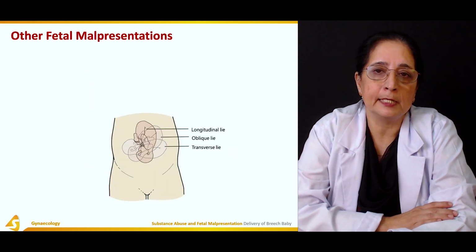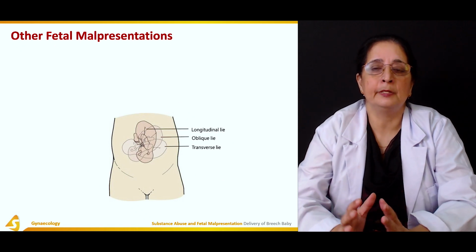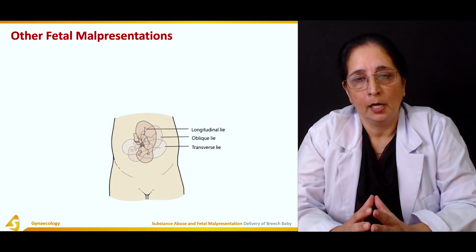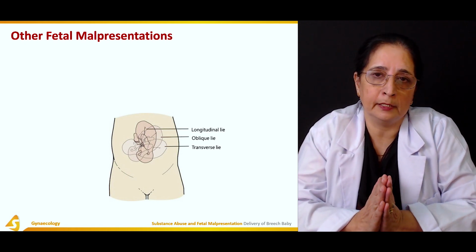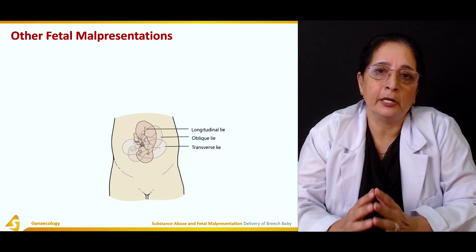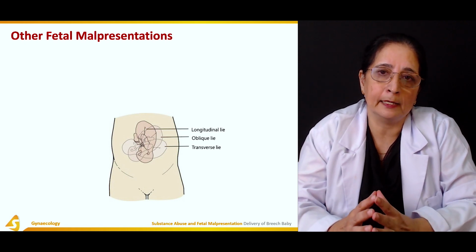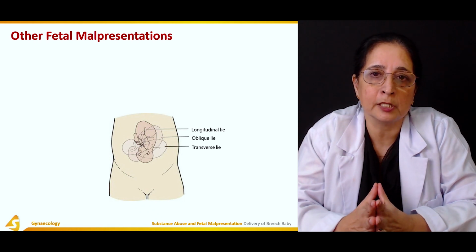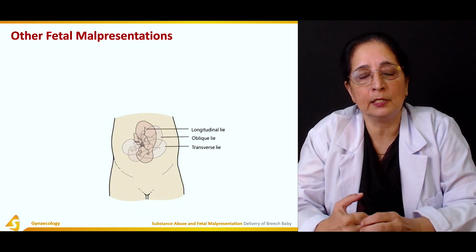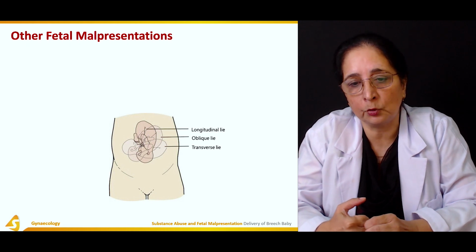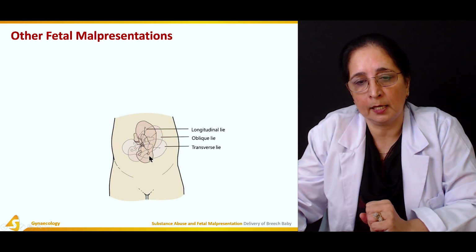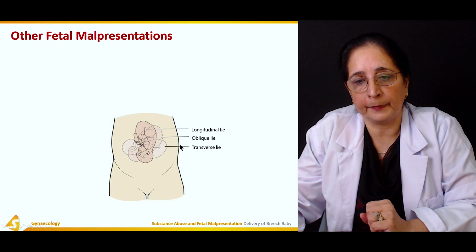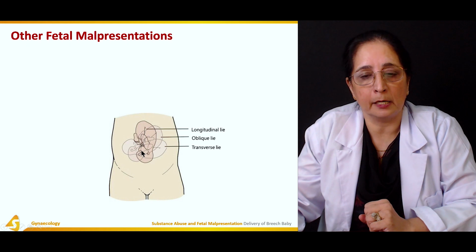Other fetal malpresentations besides the breech presentation, in which the baby is in the anteroposterior direction, but instead of the head, the hip, buttocks, legs and foot are coming first. The other presentations that can be present at term include the transverse lie. If you see, this is the transverse lie. Then we have the oblique lie. This is the normal longitudinal lie with the head coming first.